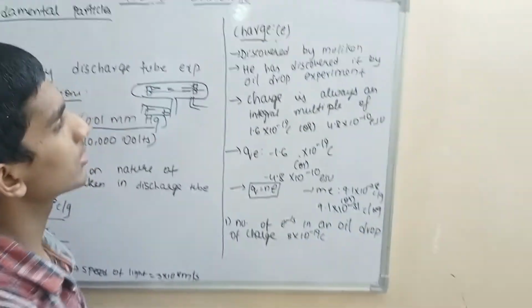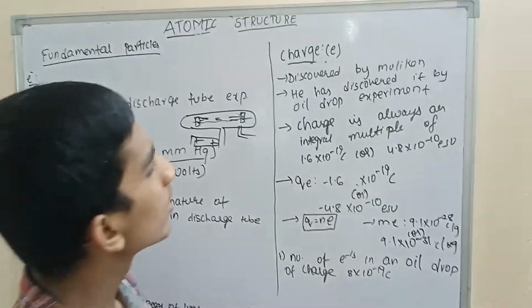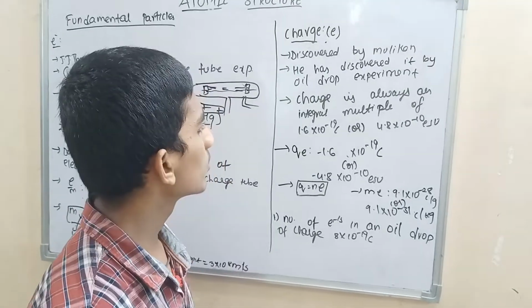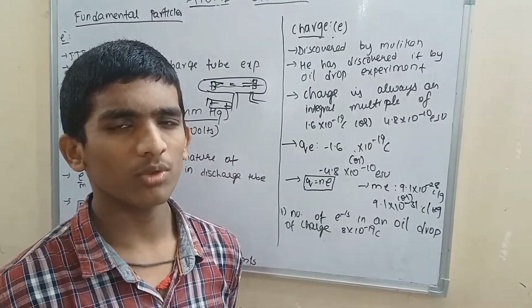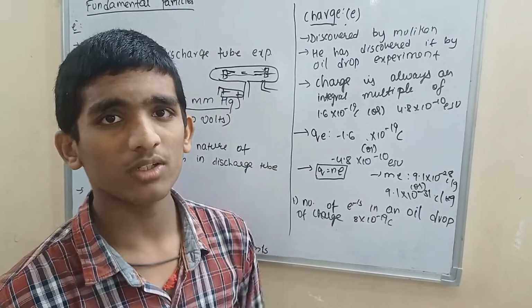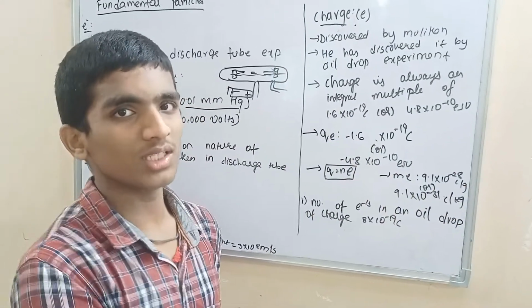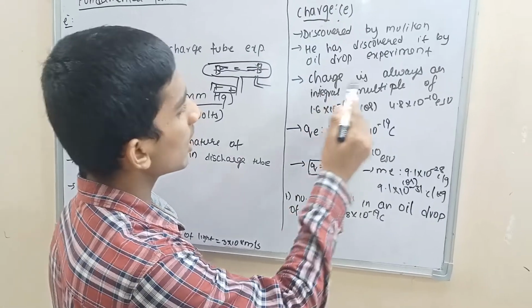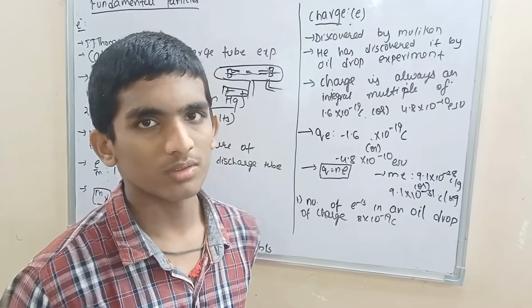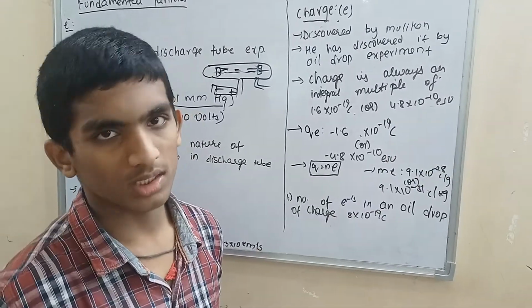Now charge. Who discovered charge? Charge was discovered by Millikan. And how did he discover it? By the oil drop experiment. I think we had not discussed it, but no problem. That is not a topic we get questions on; it's just a small topic. We should know about the experiment he did, and that's enough. Charge is always an integral multiple of 1.6 × 10^-19 coulombs. If we need to say the charge in ESU, it is 4.8 × 10^-10 ESU.